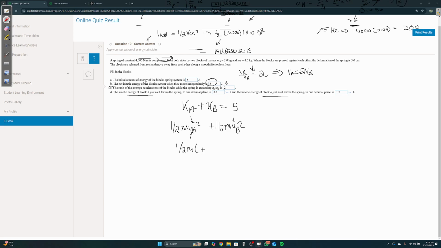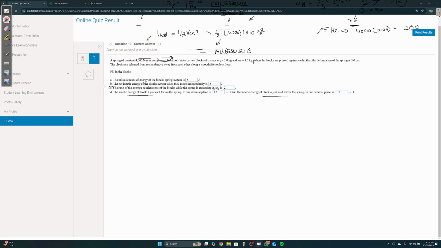You're going to get half m, 2VB squared, plus half m VB squared. 2 squared is 4, so half m 4 VB squared. You know how to do this, right? Plus half m VB squared. Add these together, you're going to get half m times 5 VB squared, because 4 VB squared plus 1 VB squared. This is all equal to 5, right? Multiply by 2 on both sides.